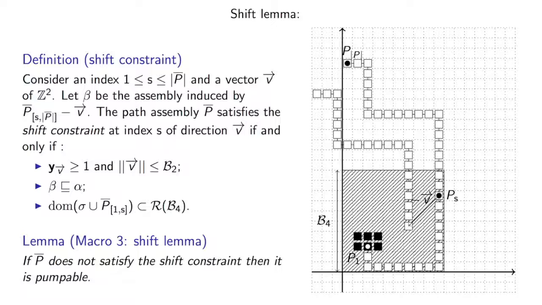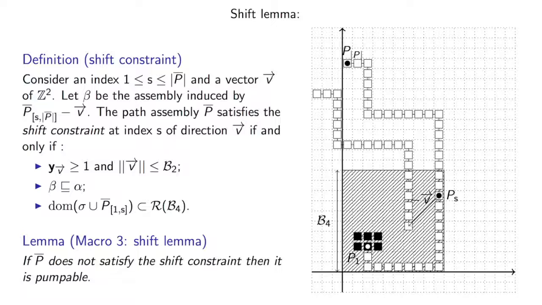This lemma means that when a path assembly grows outside of the square of width B4 then the end of the path assembly can be translated by minus V. This lemma is powerful and is the key to conclude the proof. Its proof is hard. In fact, the demonstration of this lemma is the last part of the proof.